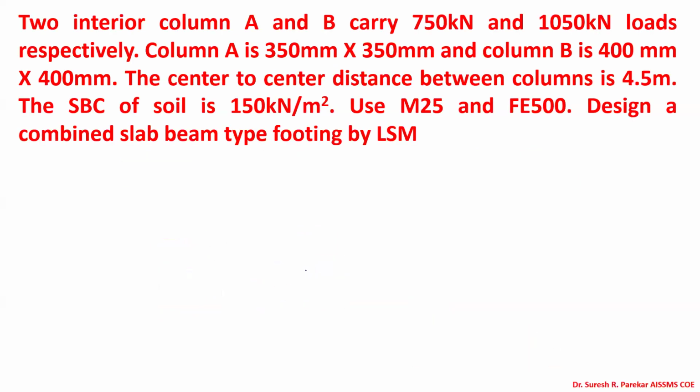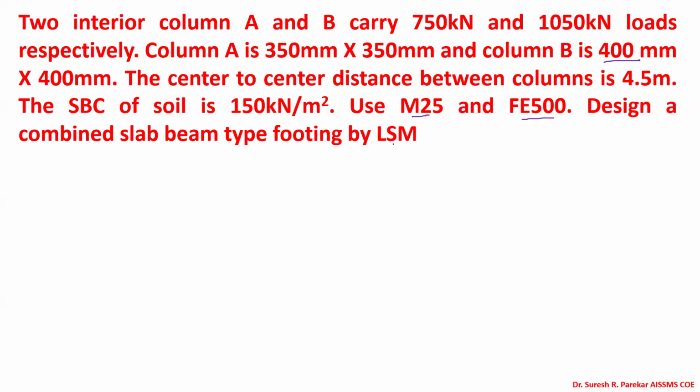Now we have this problem. Two interior columns, A and B, carry 750 kilonewton and 1050 kilonewton loads respectively. Column A is 350 by 350 and column B is 400 by 400, so my width of beam will be 400. The center to center distance between the columns is 4.5 meter. The SBC of soil is 150 kilonewton per meter square. We have to use M20 and Fe500. Design a combined slab beam type footing by the limit state method.